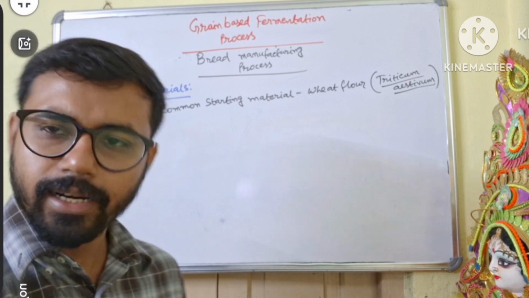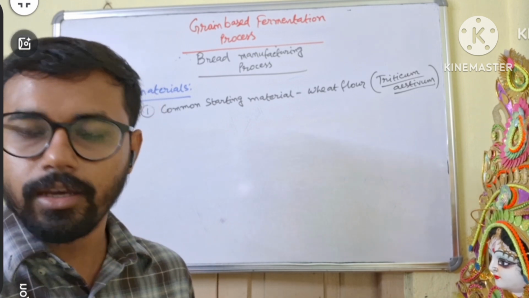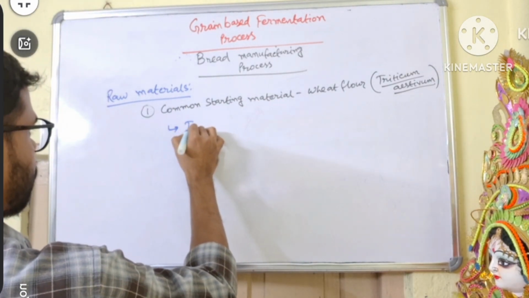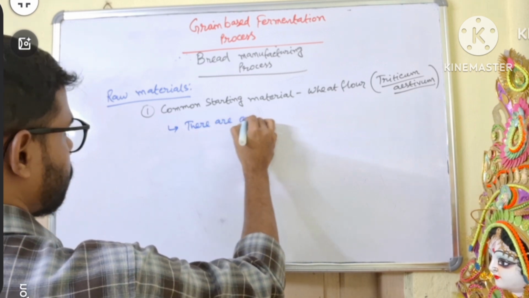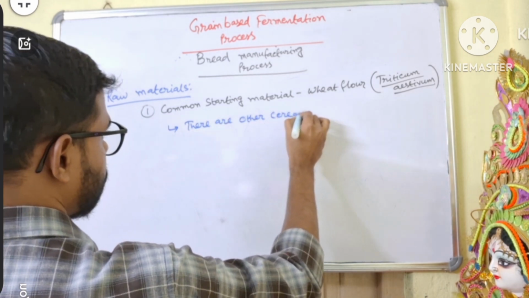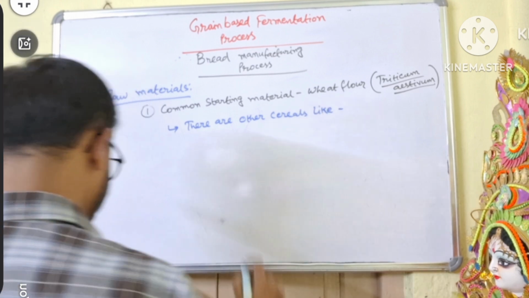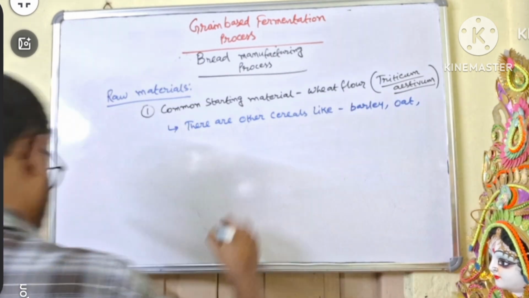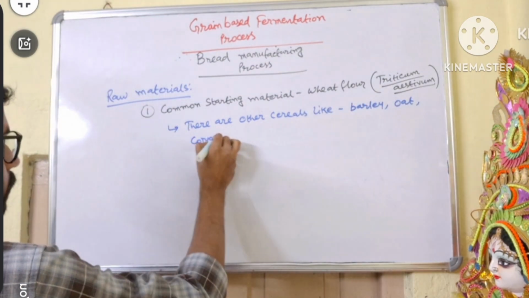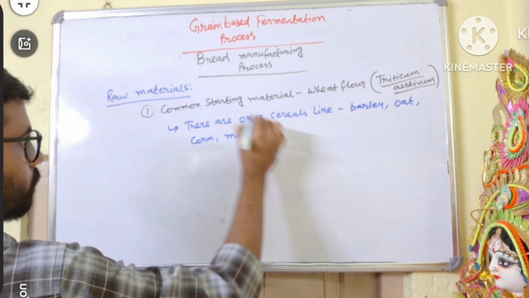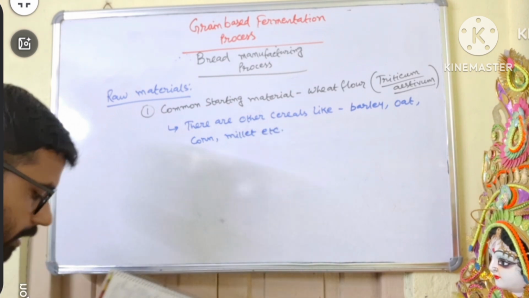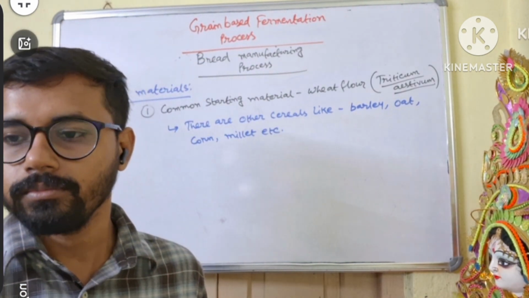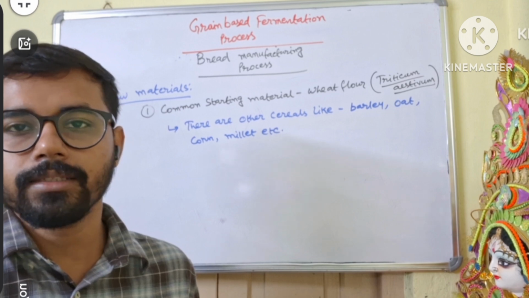Anyone? Other grains are also available, right? Other cereals are also available in the market, like barley, oat, corn, millet, etc. So various other cereals are also available in the market, but why is wheat selected to make bread? Anyone guess?